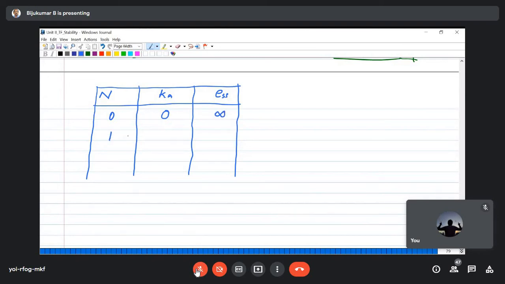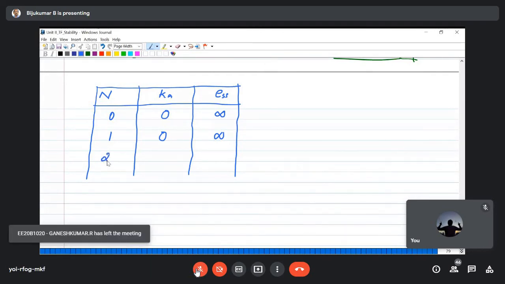Now for type 1 system, denominator 1 s term will come, right? Because s power n, s raised to 1, that is 1 by s. And s square and s will cancel. Numerator 1 s remains. So if you put s equal to 0, the whole term will become 0. So again, Ka becomes 0 and steady state error infinity.